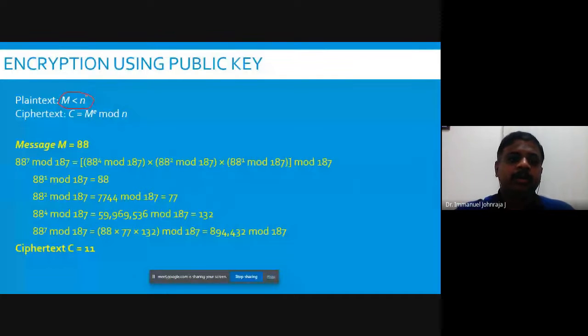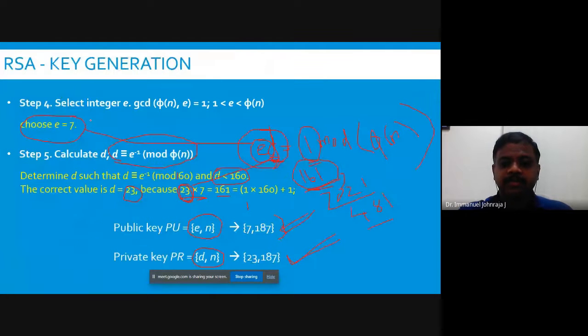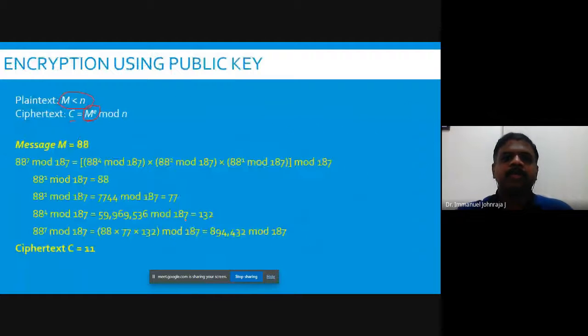Now how do you calculate the ciphertext? Simple. The ciphertext is calculated as the original message raised to the power of e. This is done by the receiver for our calculation, using your public key. He is encrypting mod n because e is known and n is also known. So the other person is encrypting the message using this formula: take the original message, raise it to the power of e, and take the modulus n. The result value will be your ciphertext.